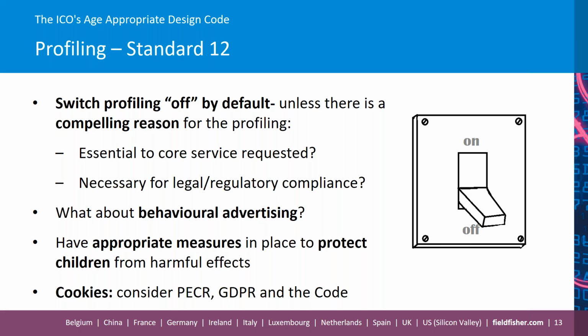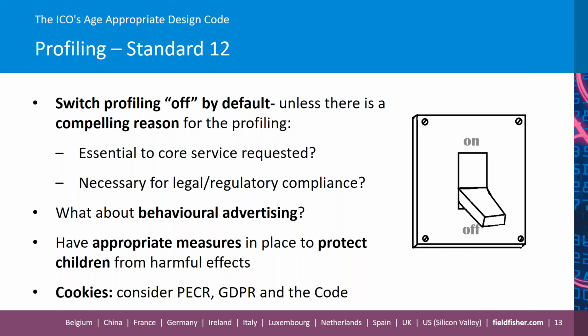The key message of Standard 12 is that you should switch options that use profiling off by default unless you can demonstrate a compelling reason for profiling to be on by default, taking into account the best interests of the child. So what can some of these compelling reasons be? One such compelling reason detailed in the code is where the profiling is essential to the provision of the core service that the child has requested. However, they emphasize that this should be interpreted narrowly, and the profiling needs to be completely intrinsic to the service requested.